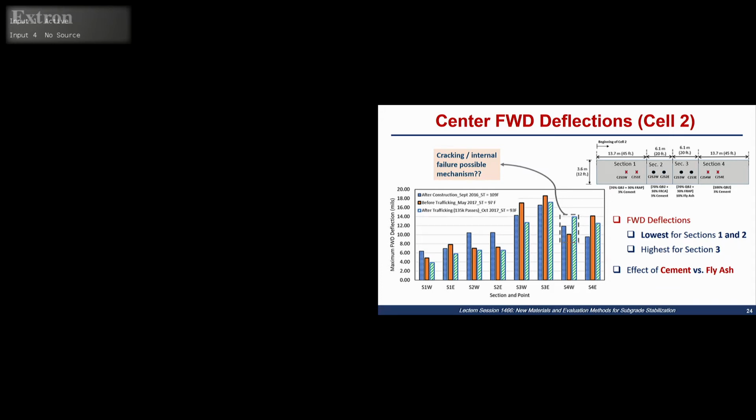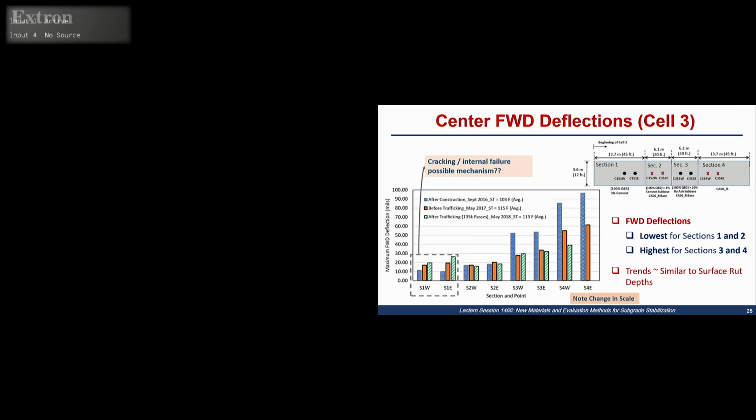So these sections here, the ones that have the RAP and the RCA with the cement, had the lowest FWD surface deflections. We're talking about 8 to 10 mils almost of deflection. That's a very low deflection. The fly ash one, which was the worst performing in cell 2, had the highest. So they follow the modulus back calculated, the trends for the modulus back calculated from LWD, as well as the rutting trends on the surface.